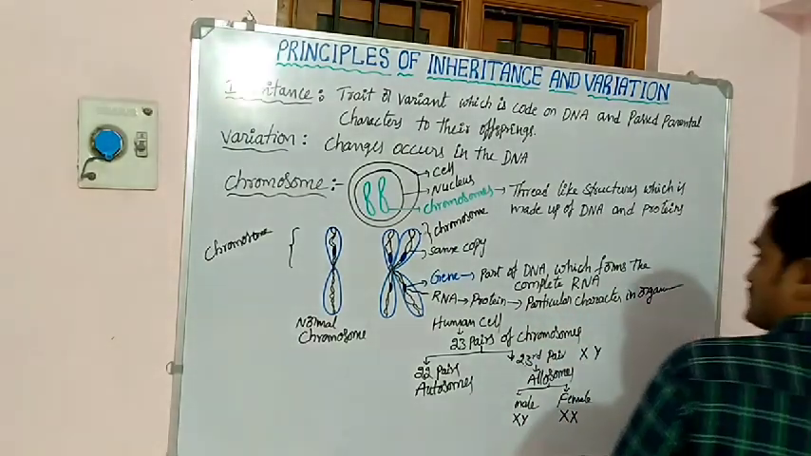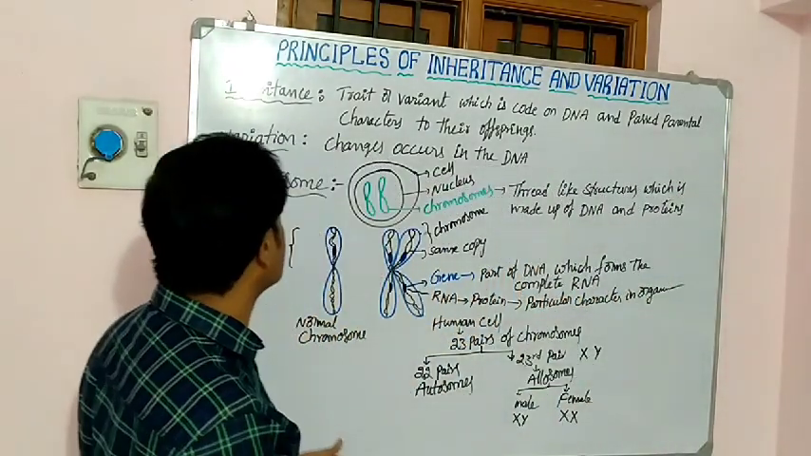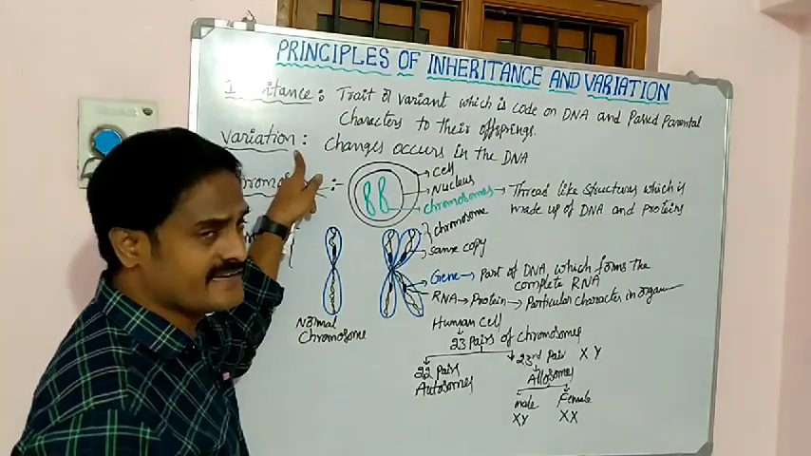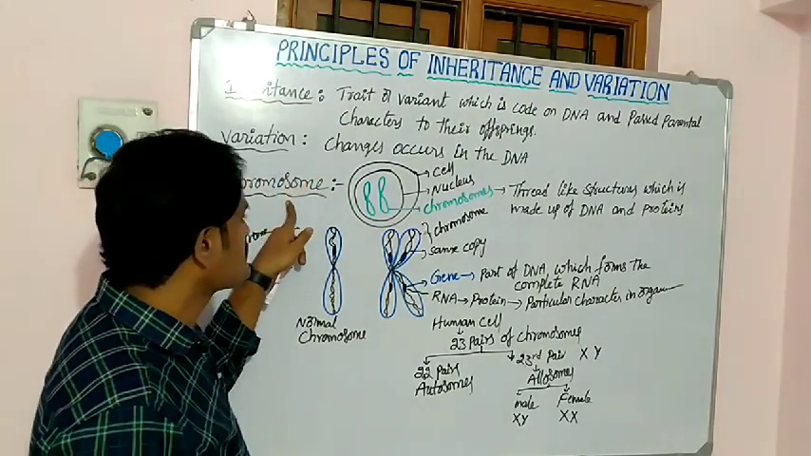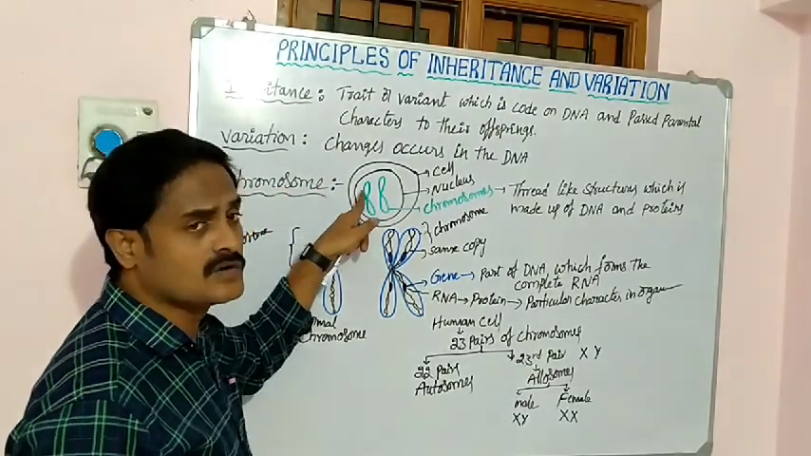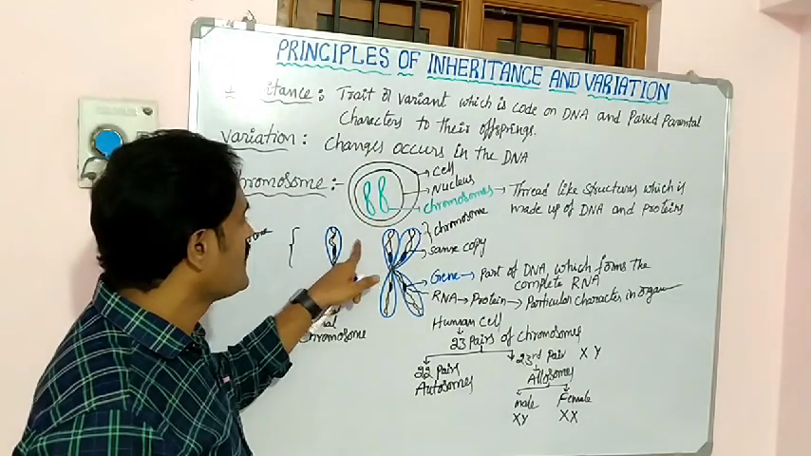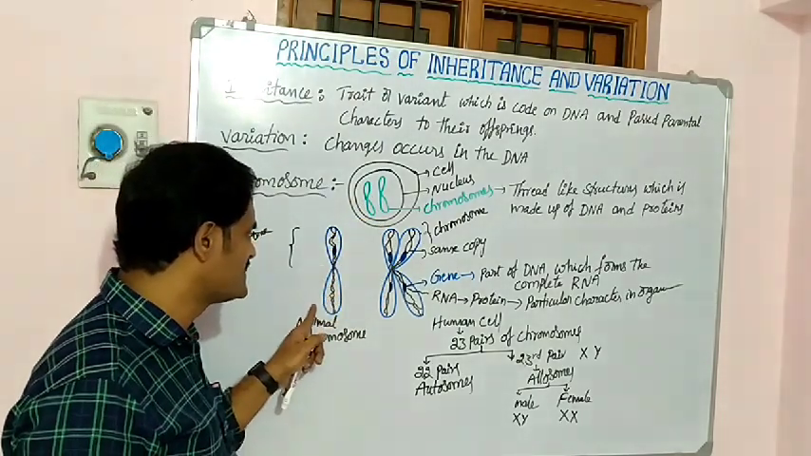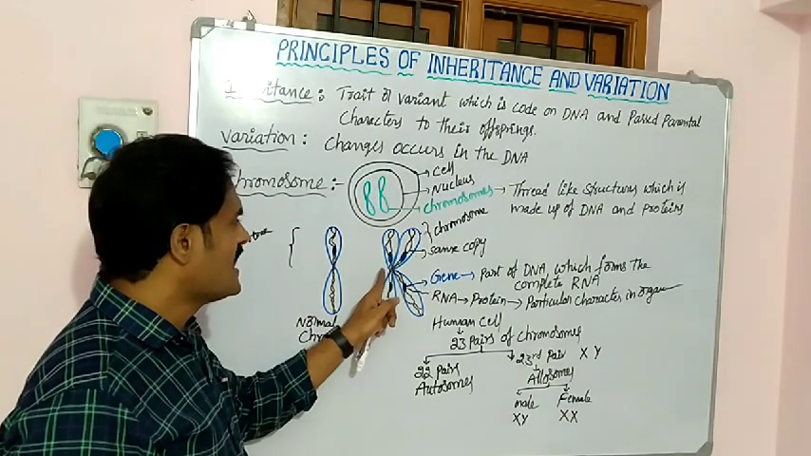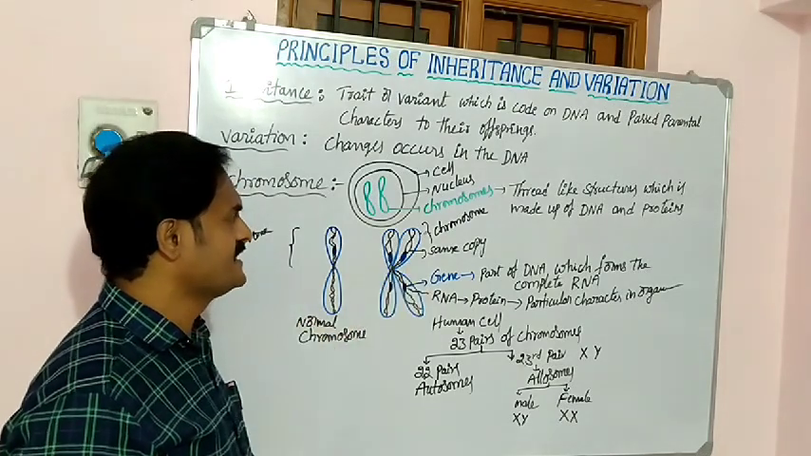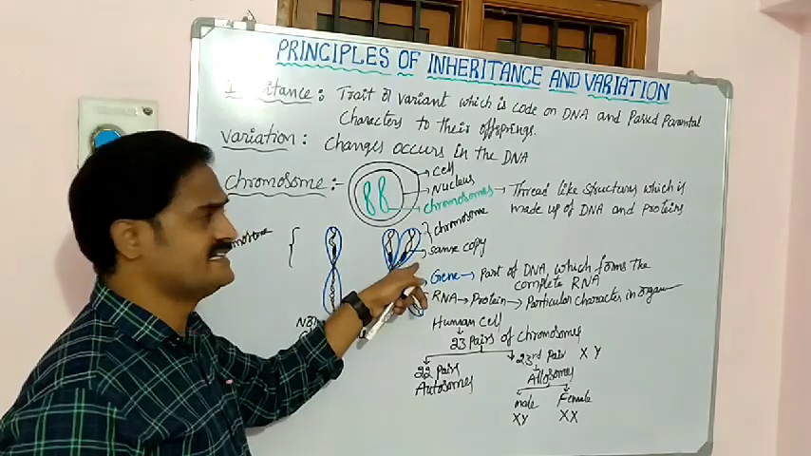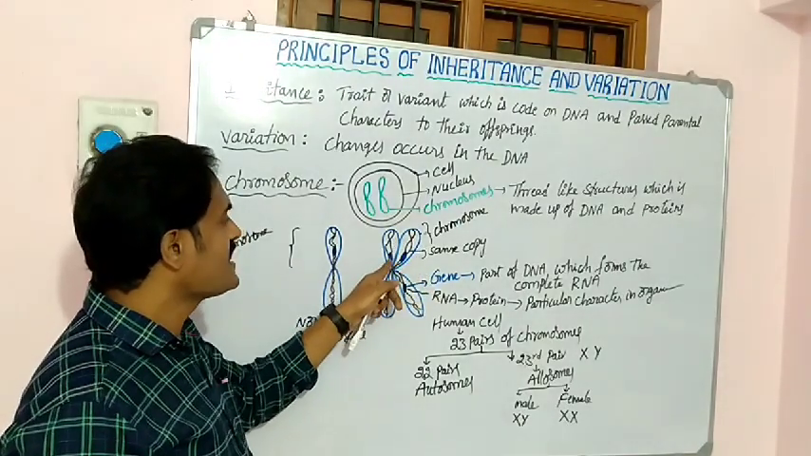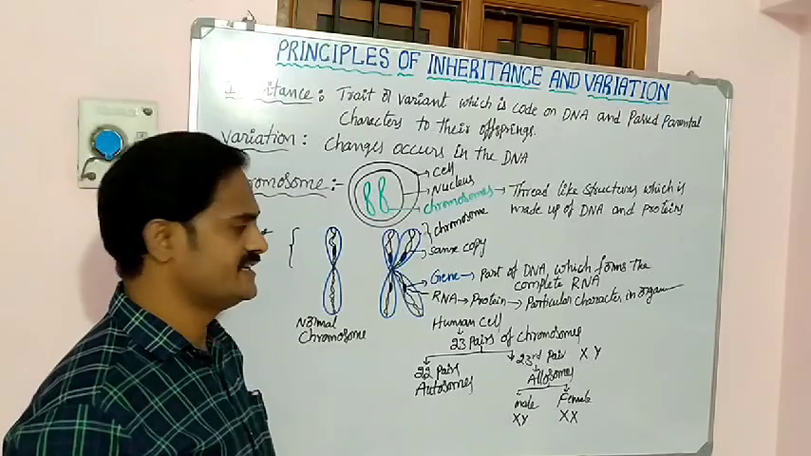Now I am going to discuss the next keyword. Understood? What is inheritance? What is variation? Then what are chromosomes? Where are they located? And how do they look? Before the cell division, the chromosome looks like this, the normal chromosome, and this is the replicated chromosome. That means replicated DNA inside the chromosome, which forms the exact copy of the DNA.